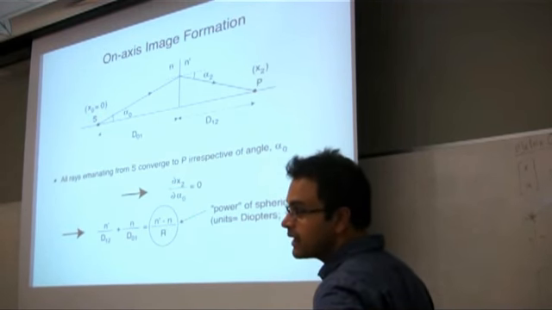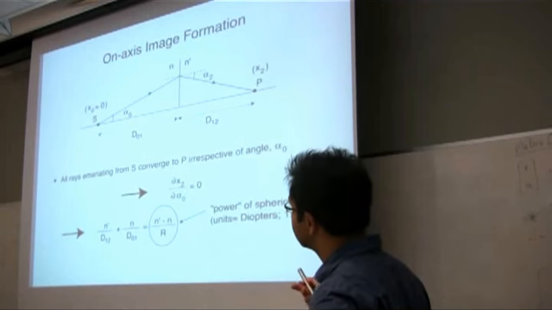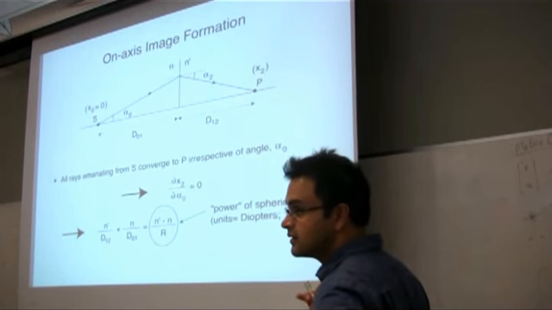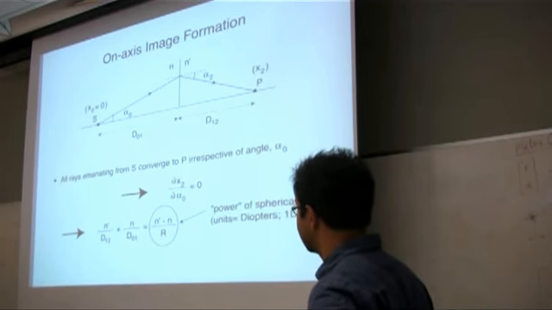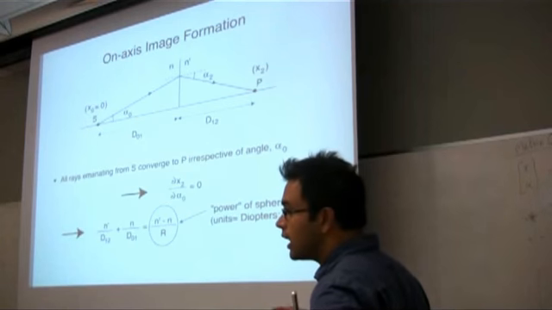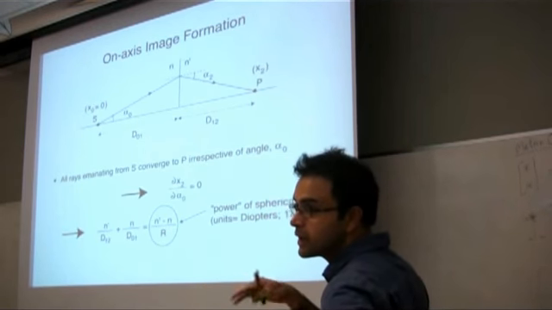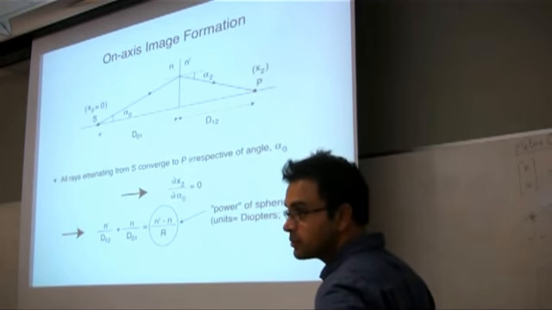But that's only valid as long as you have a lens there, and we'll see that in a minute. The other thing to remember is that this term is what's called the power of the surface. It is essentially a measure of how sharply you can bend the ray.